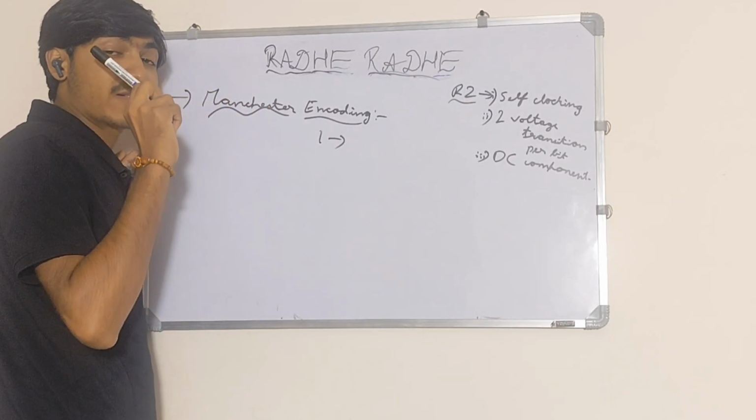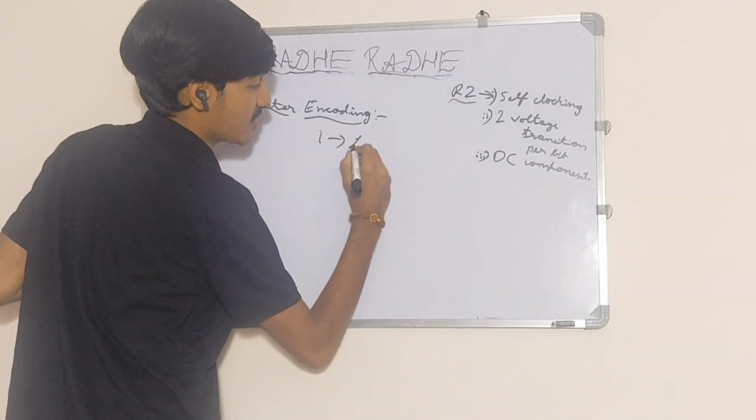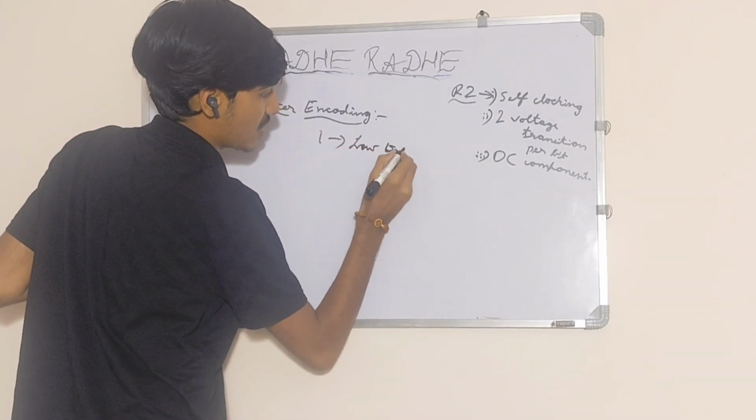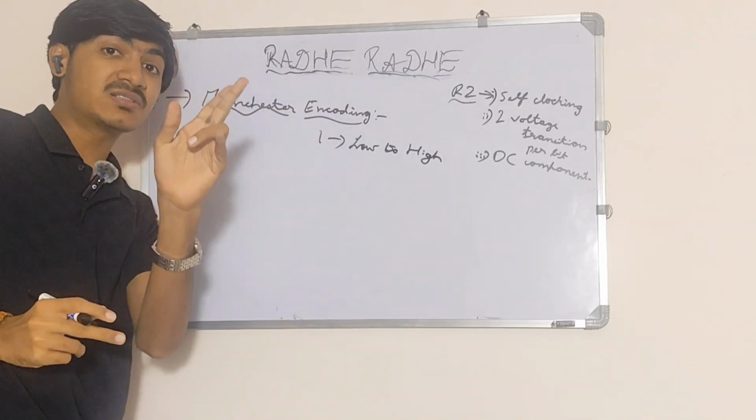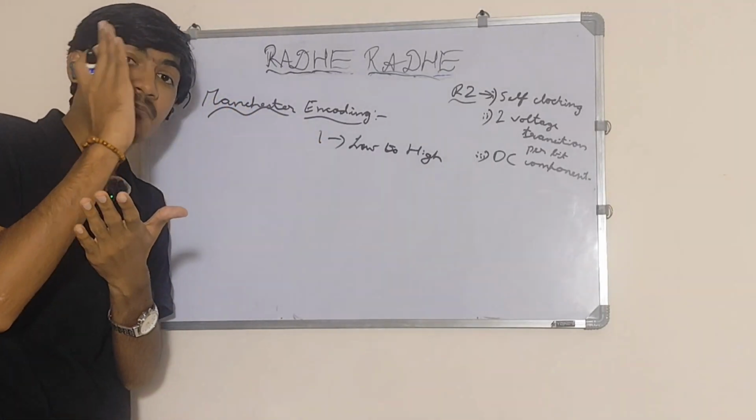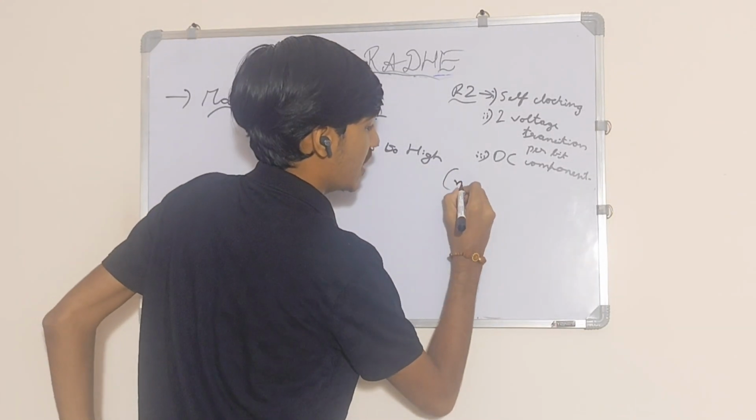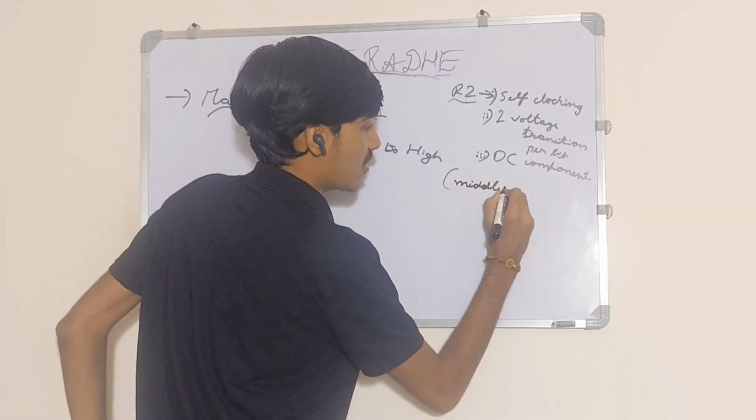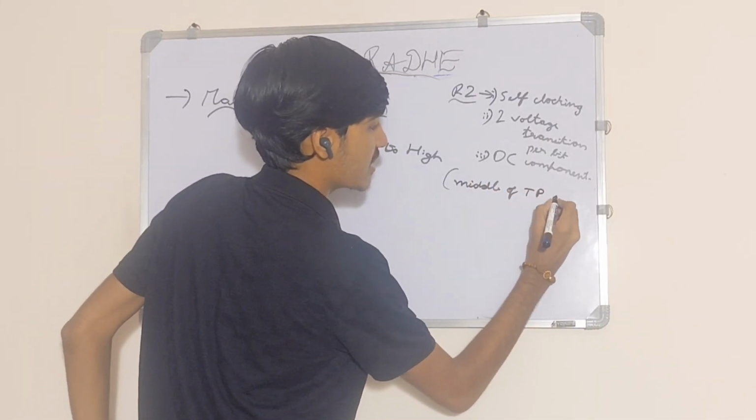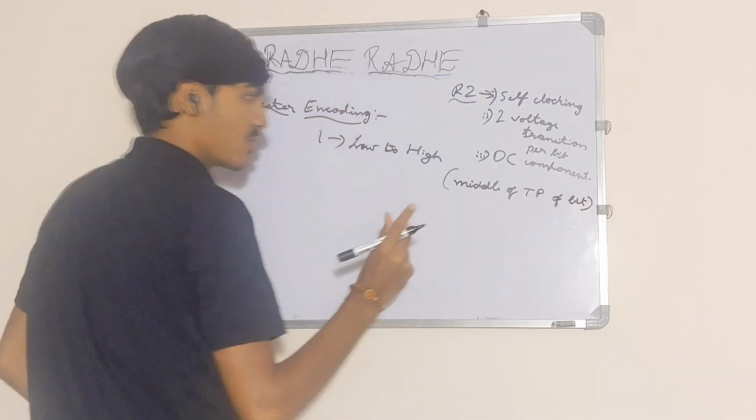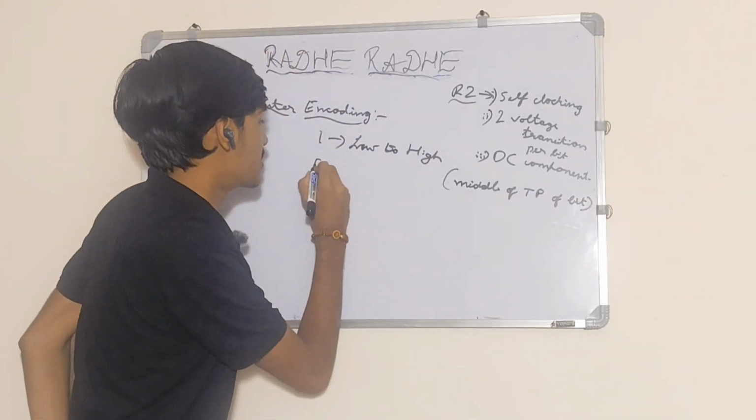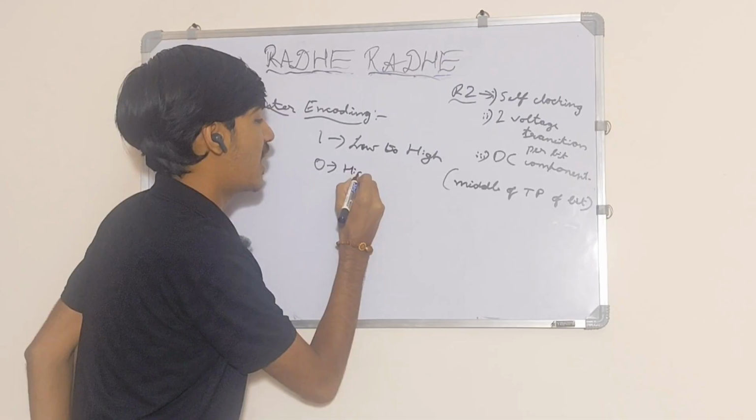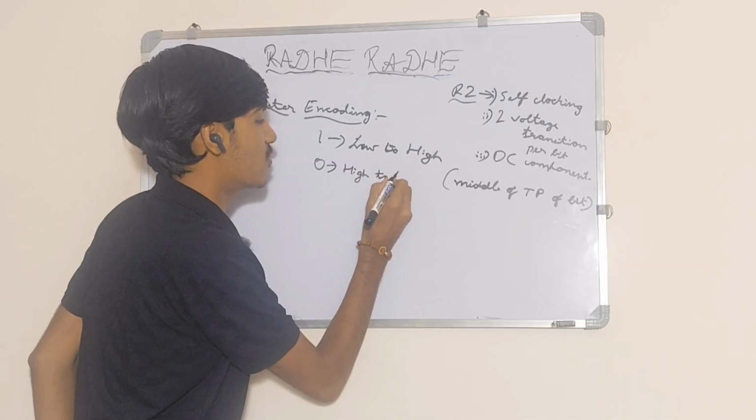to high as per IEEE. Remember this. Voltage transition from low to high at the middle of the time period of the bit. At the middle of the time period of the bit, the transition occurs, and 0 is represented by high to low.